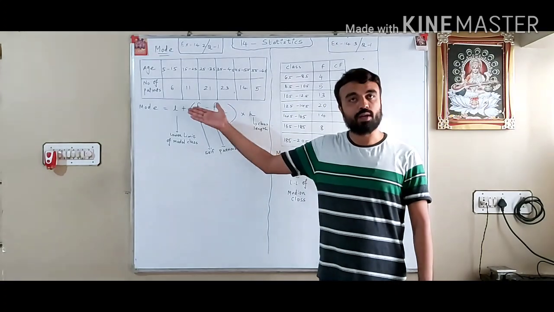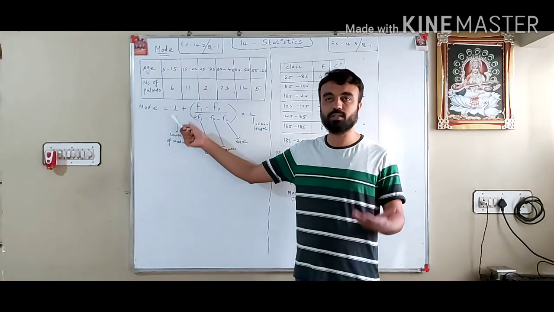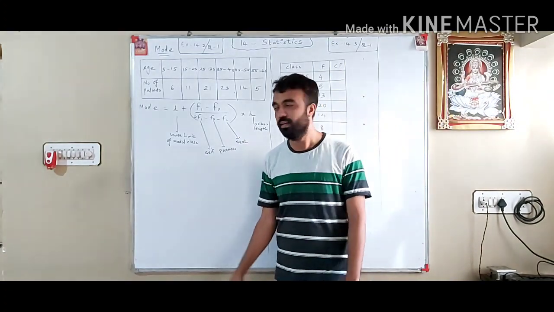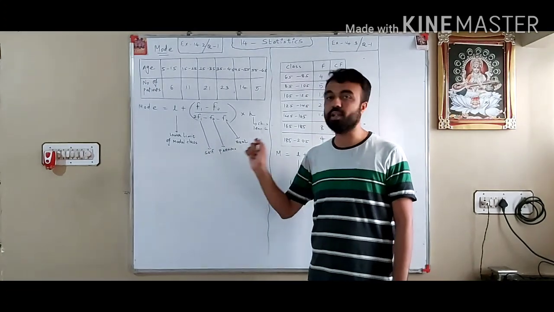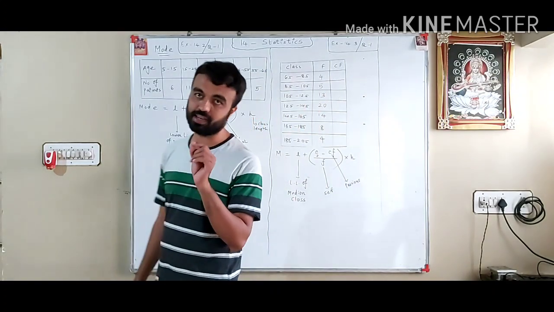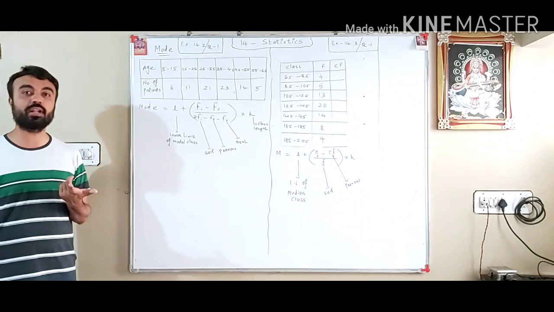Let's talk about them one by one. The very first important person is this L. What is this L? I have written over here, L is the lower limit of the model class. Now I think we are aware of the word lower limit. But what is model class?